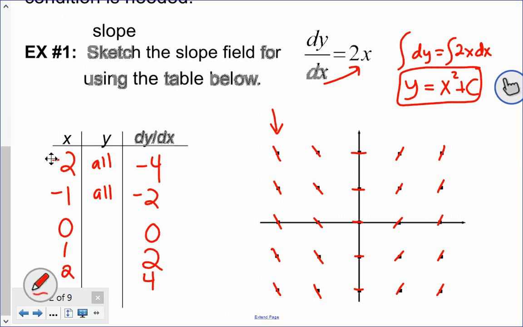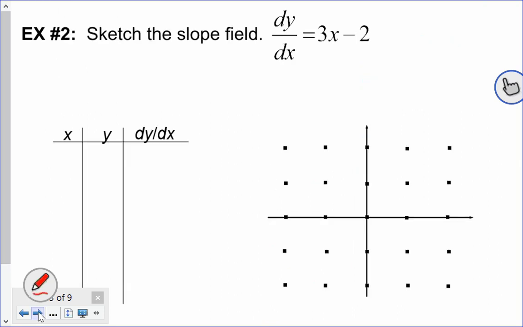Okay, so let's go to the next example. So this time we also have one that does not depend on y. We have 3x minus 2. So we're going to again plug in the range of x values that we have, which is -2 to 2. If I plug in -2, I get 3 times -2 is -6, minus 2. So dy/dx is -8.